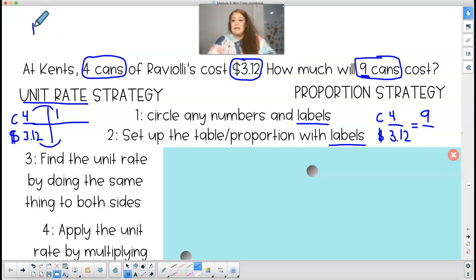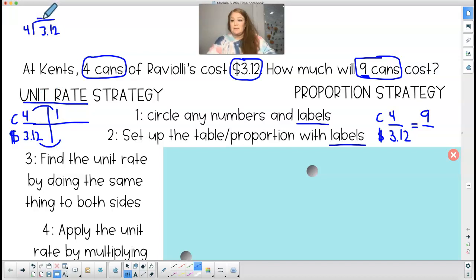So I need to take $3.12 and divide that by 4 to find out how much 1 can costs. So by setting this up, I can see exactly what I need to divide. I'm looking for this here. I got there by dividing by 4. Same thing, divide by 4.